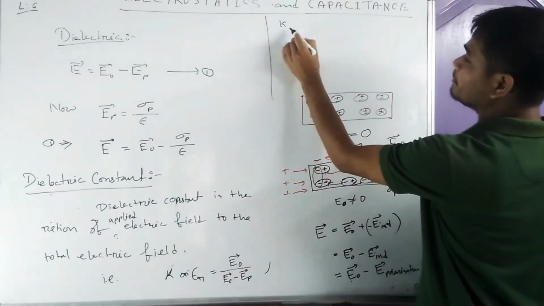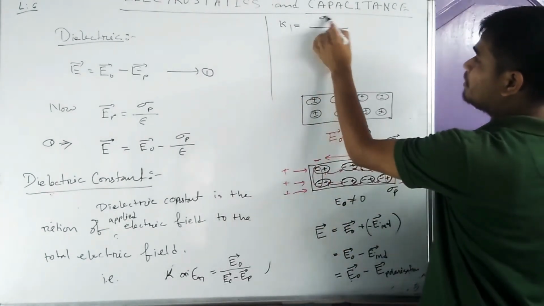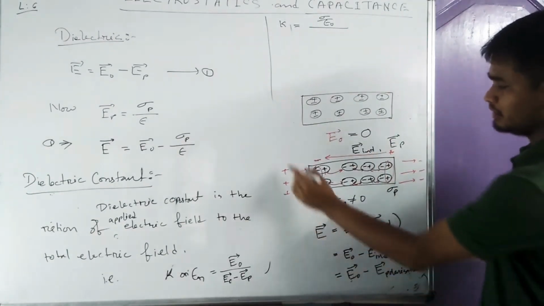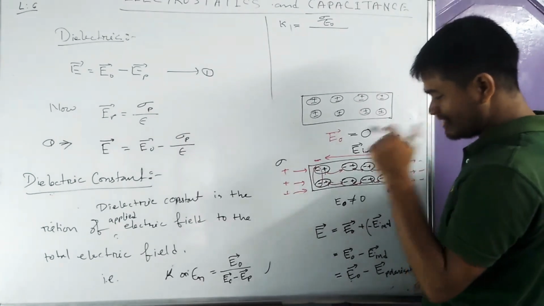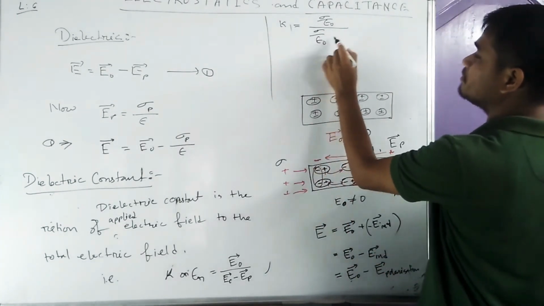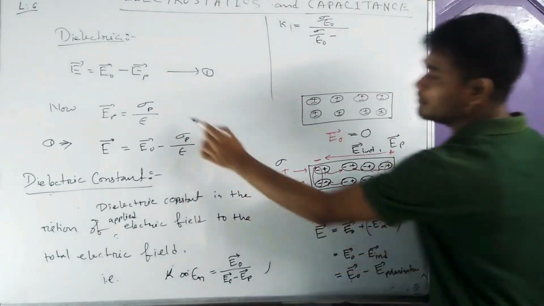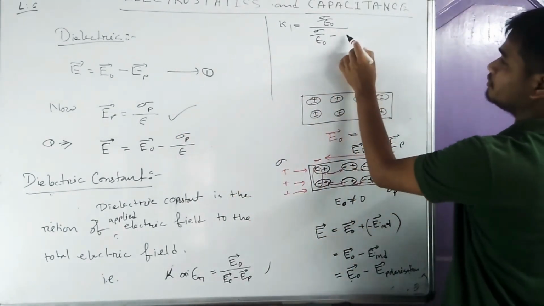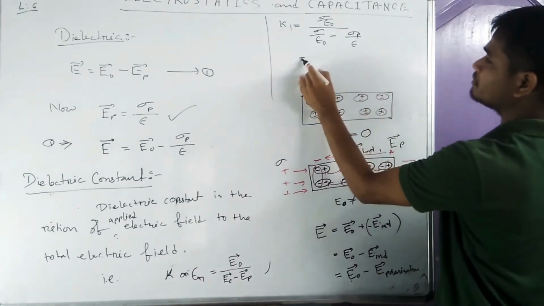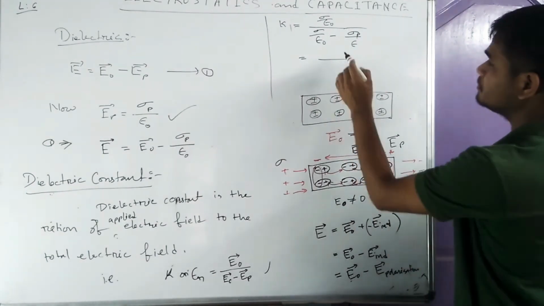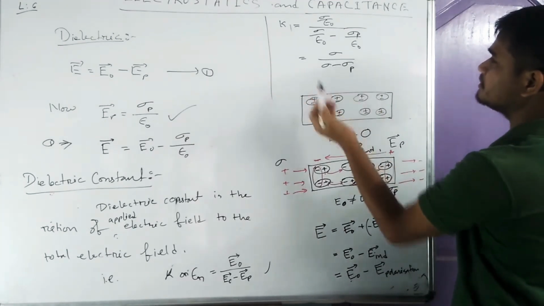K is equal to what? You know this: sigma by epsilon naught. What is sigma? This is sigma, the charge density. Sigma by epsilon naught, and this is also sigma by epsilon naught. And what is EP? EP is sigma P by epsilon. So if this is epsilon naught, then this will be sigma by sigma minus sigma P.